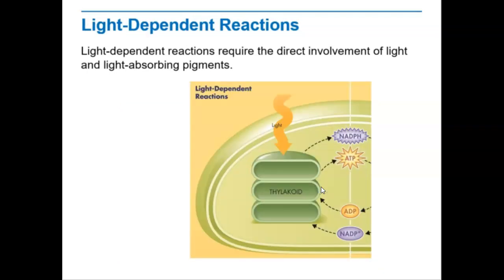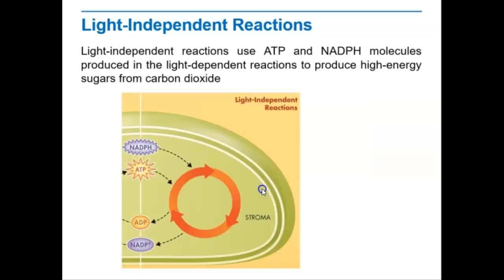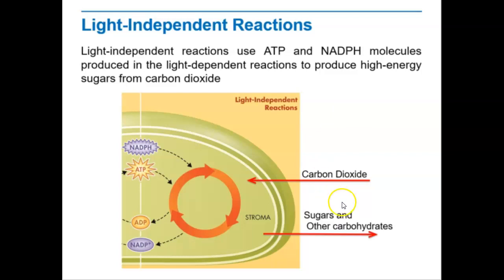All right, so light-dependent reactions require the direct involvement of light and light-absorbing pigments. And the other thing required for the light-dependent reaction is water, okay? And then the light-dependent reaction puts out, as a byproduct, oxygen. Now, the light-independent reaction requires the one reactant that's left, which is carbon dioxide, and then it produces sugars and other carbohydrates, but mainly sugars, right?